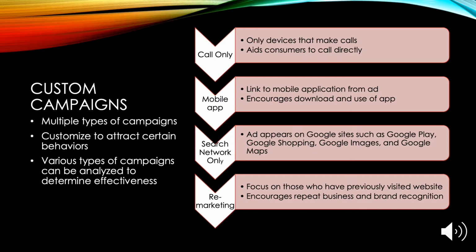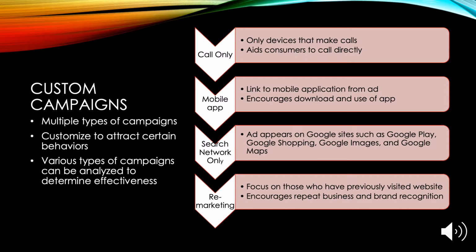Search network only. This allows the ad to be shown in the Google family of websites based on keywords that are in your ad. This includes Google Search, Google Shopping, Google Play, Google Images, and Google Maps. Since the search only uses the keywords in your ad, it eliminates the possibility of attracting near words and thus spending more advertising budget.